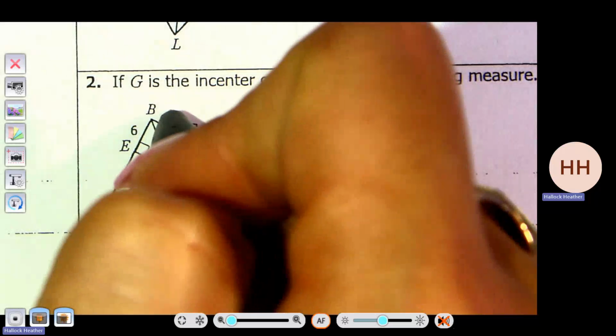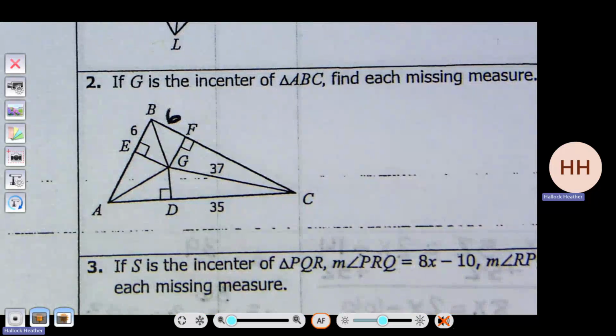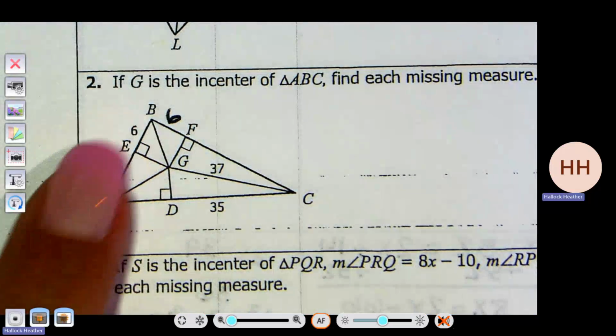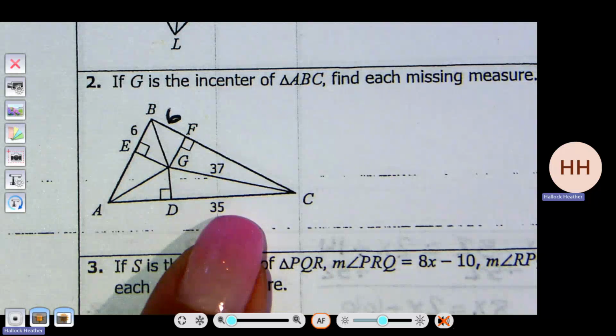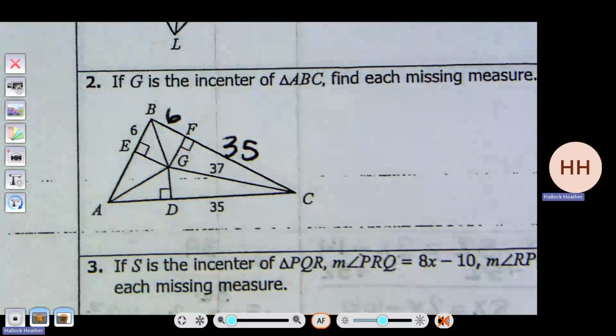BF, okay, because those look the same size. That makes sense. Let's go around the outside. 35, where else can that go? FC, so 35 can go up here. There's nothing else around the triangle, so let's look inside.